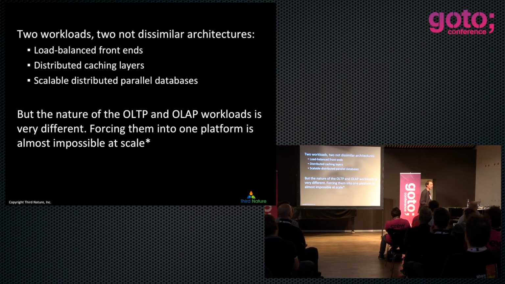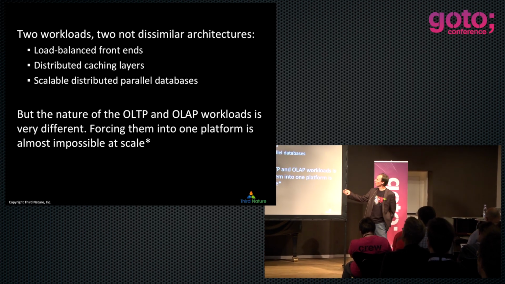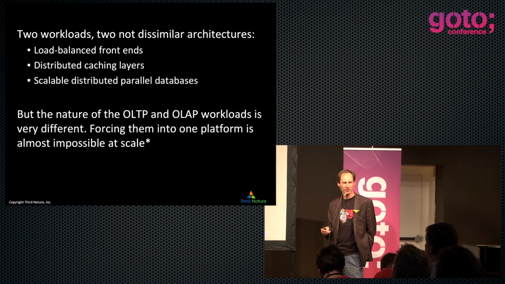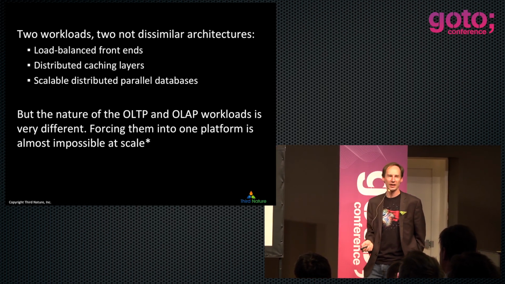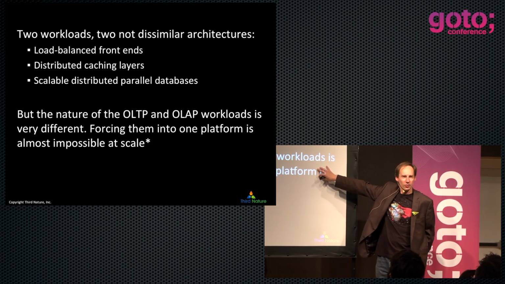One optimizes get in, one optimizes get out. Two workloads, similar architectures: load balanced front ends, distributed caching layers, and scalable distributed parallel databases. It's just that this one's relational, the NoSQL one is not. These two things are hard to do on one.